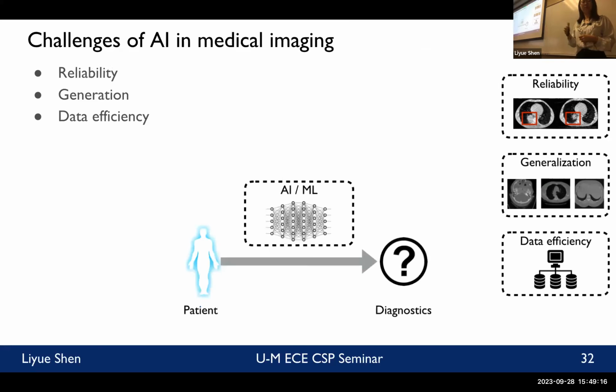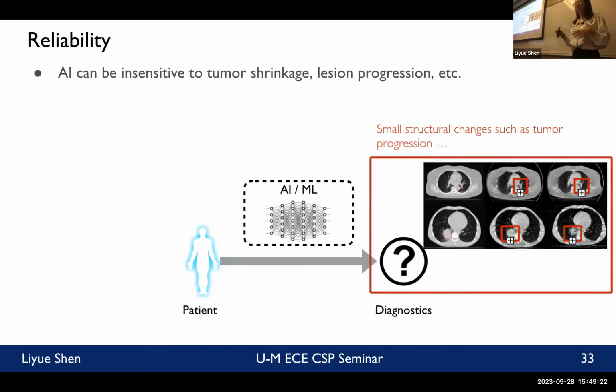For example, if we consider reliability, when we're doing the reconstruction or other AI algorithms, we always want the model to capture some important details we care about in medical applications. For example, small structural changes, such as tumor progression or shrinkage, which are pretty small anatomical changes, but very important for diagnosis or treatment. But the AI model after training can be insensitive to this kind of small structural change. And how can we make it reliable when using AI for real medical applications?